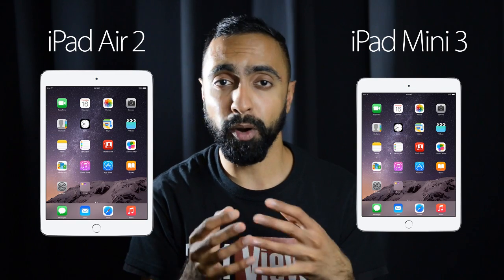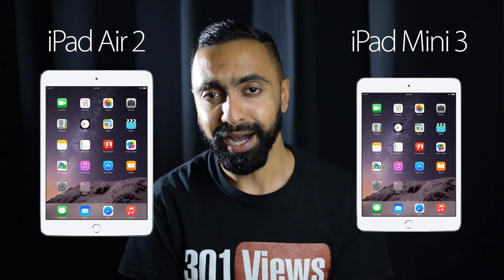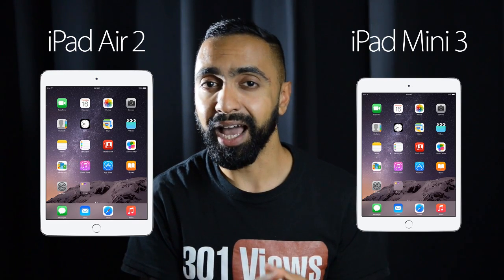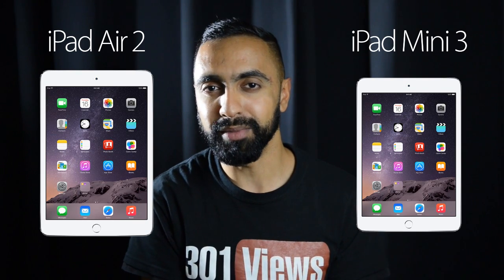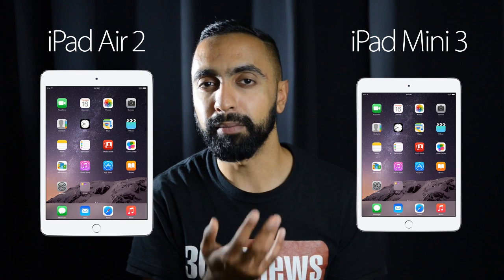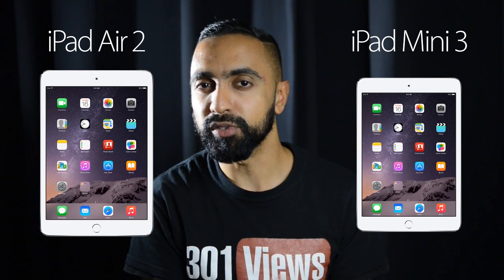I'm sure a lot of you were probably thinking of pre-ordering this or getting one of these straight away, and I thought it is very important to highlight the fact that the iPad mini 3 still has some of last year's internals. I mean, it's practically the same. The only new features that they've got compared to the iPad mini 2 is Touch ID, and that's pretty much it in terms of hardware features.